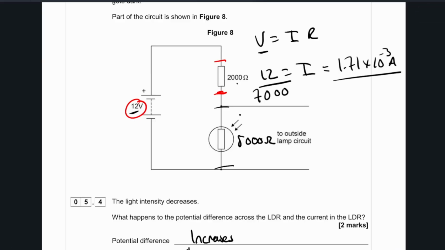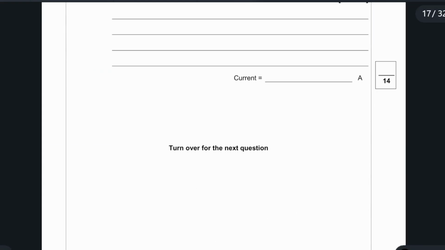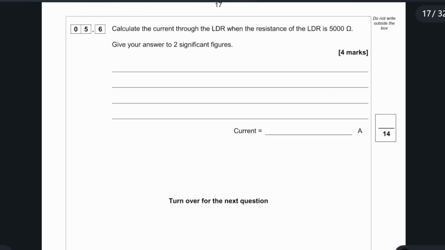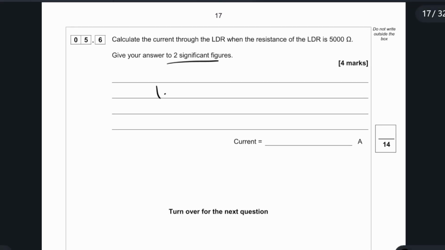And now we want to work out the current through the actual resistor. Well, actually this is going to be the same thing because it's a series circuit, the current at any point in the circuit is going to be equal to the current at any other point. So the current through here is going to be equal to the current starting here or wherever. So we worked out then that the current is 1.713 times 10 to the minus 3 amps. And we want to give it two significant figures, so 1.713 times 10 to the minus 3 to two significant figures. That's your first significant figure, that's your second significant figure, so it's just 1.7 times 10 to the minus 3 amps.